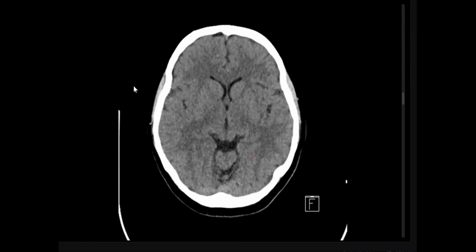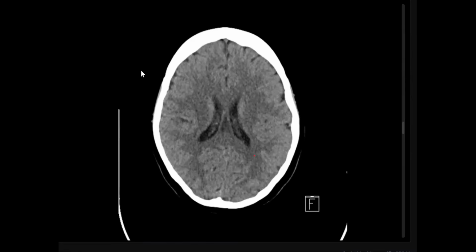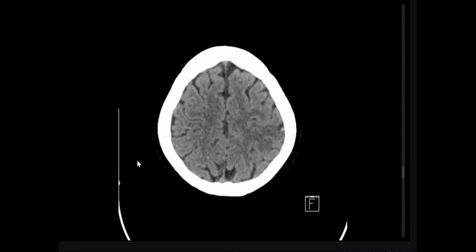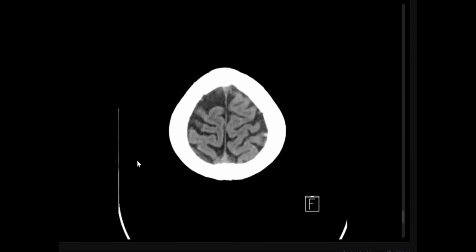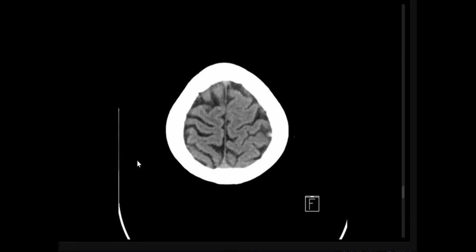I can see the ventricular system appears normal. Gray-white matter differentiation is preserved. Scrolling till the last cut, no area of abnormal hypo or hyperdensity seen. The calvarium appears unremarkable. No mass effect. A middle-aged female, what are you looking for?